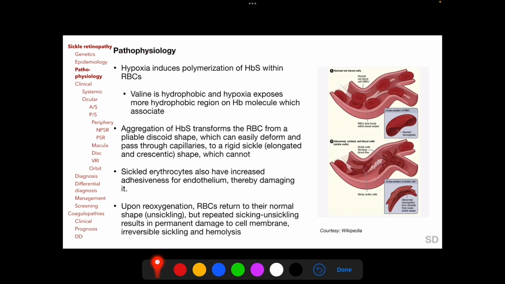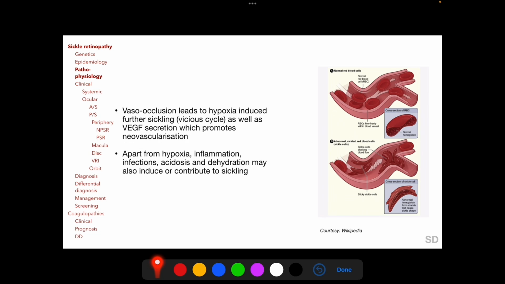Pathophysiology of sickle cell disease is as follows. Hypoxia from any cause induces polymerization of hemoglobin S within the red blood cells, and this polymerization or aggregation of hemoglobin S transforms the red blood cells from a discoid shape, which is pliable and so can easily deform and pass through the capillaries, to a rigid sickle shape, which is elongated and crescentic and thus cannot pass easily through the capillaries, thereby blocking the capillaries and causing tissue hypoxia. The resulting hypoxia induces further sickling, resulting in a vicious cycle, and also induces VEGF secretion, which promotes neovascularization.